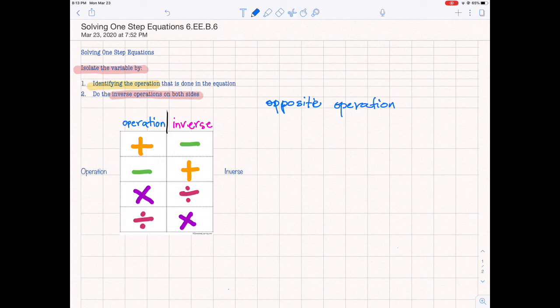If you have addition, your opposite or inverse operation is subtraction. The inverse operation of subtraction is addition. Multiplication, inverse is division, and division, the inverse is multiplication. Alright, so now that we have figured these steps out, the inverse operations, let's jump into an example.